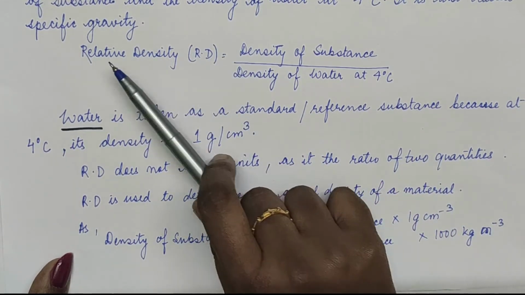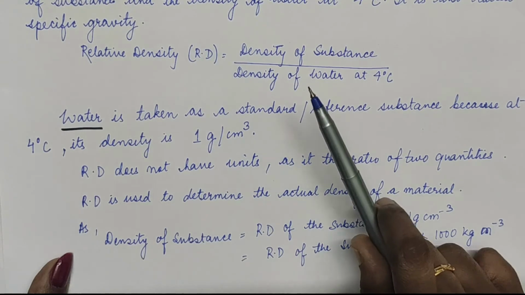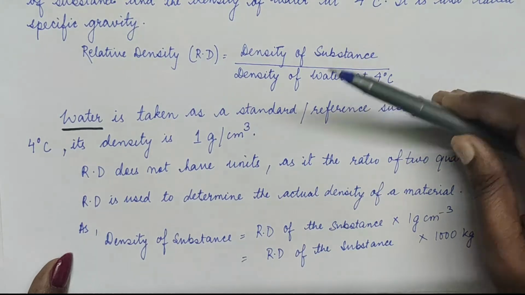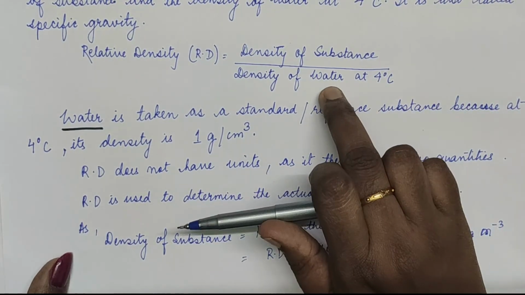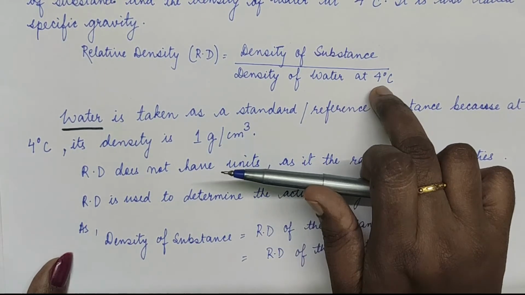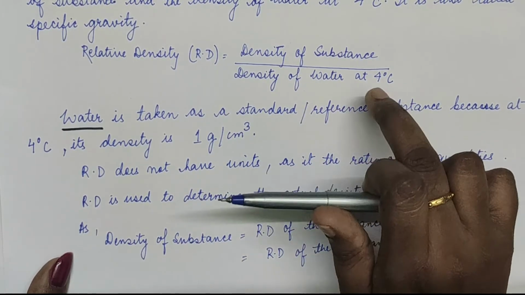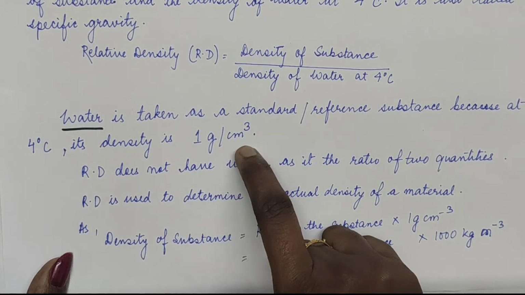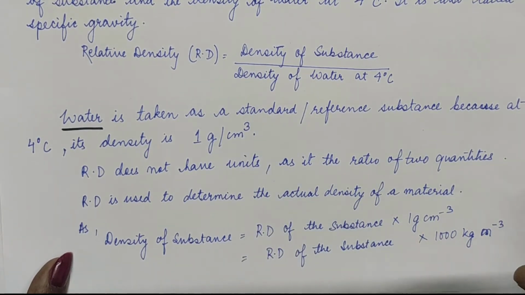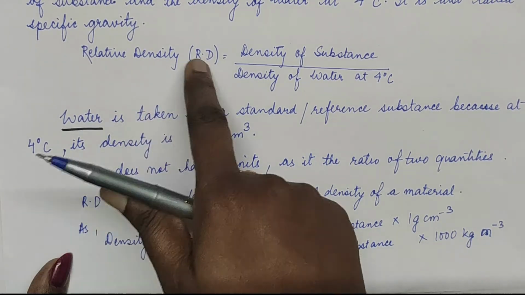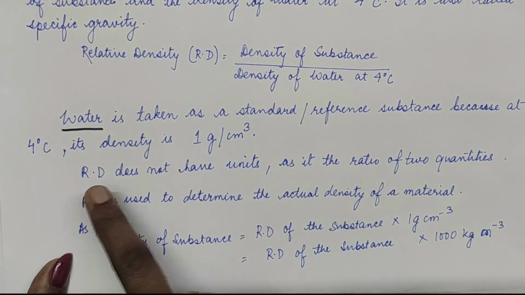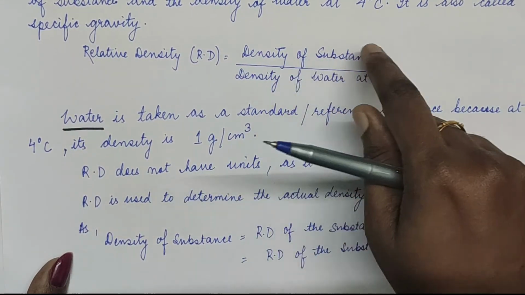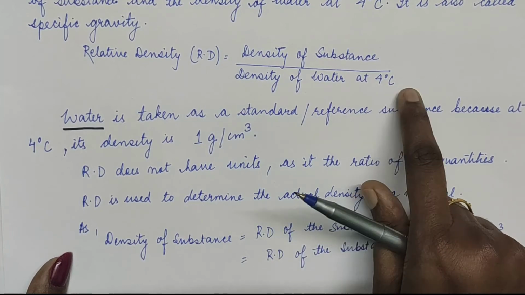So you might be assuming that relative density is not the same as density. It is not simple m by v. It is the density of one substance by the density of another substance that is taken as a standard here, water at 4 degree. And why am I telling water at 4 degree? Because we all know that at 4 degree the density of water is 1 gram per cubic centimeter, so that is taken as a reference. If in short I write RD, that is relative density, it does not have any units. Why? Because it is a ratio between the density of a substance and the density of water at 4 degree.